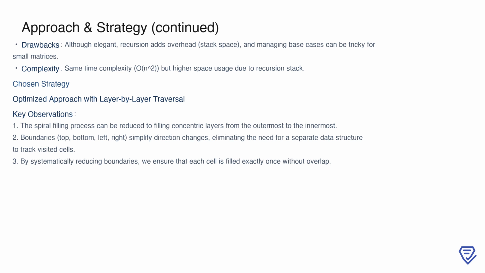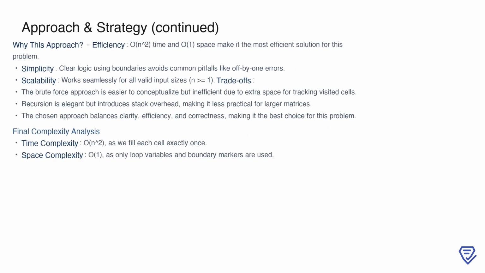For this problem, we've chosen the layer-by-layer traversal as our strategy. This decision is based on several key observations. First, the spiral filling process naturally lends itself to being broken down into concentric layers, moving from the outermost layer to the innermost. Second, using boundaries, namely top, bottom, left, and right, to define these layers simplifies direction changes and removes the need for a separate data structure to track visited cells. Finally, by systematically reducing the boundaries after each layer is filled, we ensure that every cell is filled exactly once without overlap or redundancy.